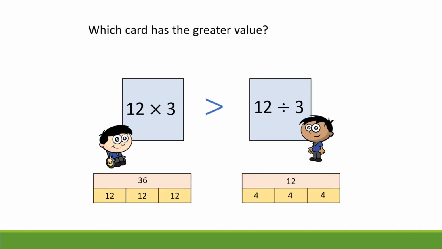Which card has the greater value? This time it is Teddy who has the greater value because 12 times 3 is 36. So the answer is 36. Whereas Jack, 12 divided by 3, the answer is 4. And 36 is bigger than 4. Did you get that one too?